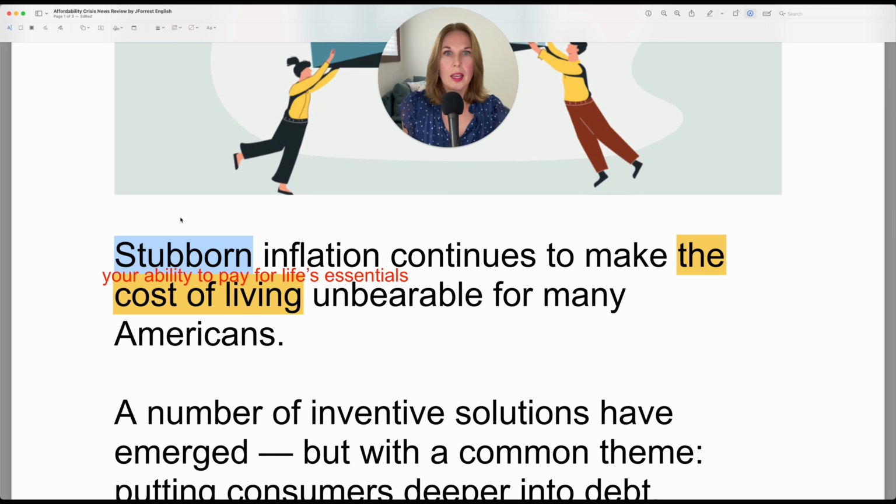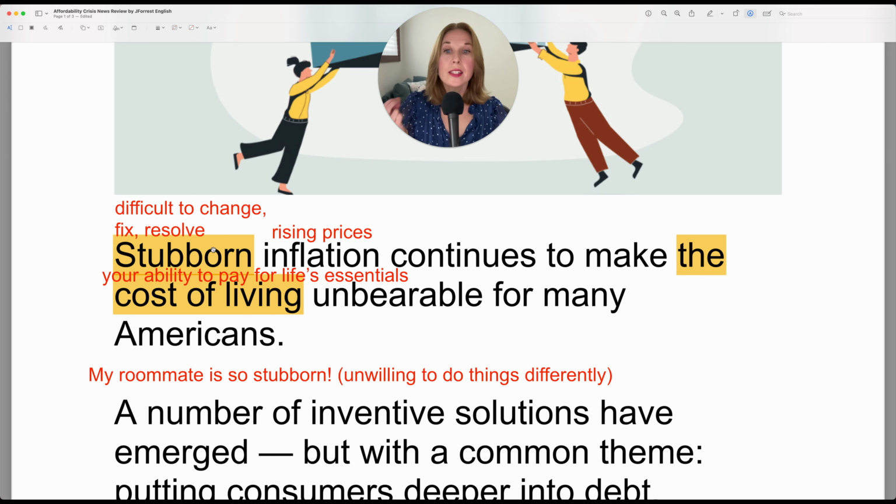She's so stubborn. Now, keeping that in mind, when describing inflation or other things, a problem or an issue, it's because it's difficult to resolve, fix, or change. You can use that word change as well, but it's not that inflation is unwilling to because it has a personality like a person. So it's just difficult to change or fix or resolve. Let's review this again. Stubborn inflation, inflation that just will not change or go down.